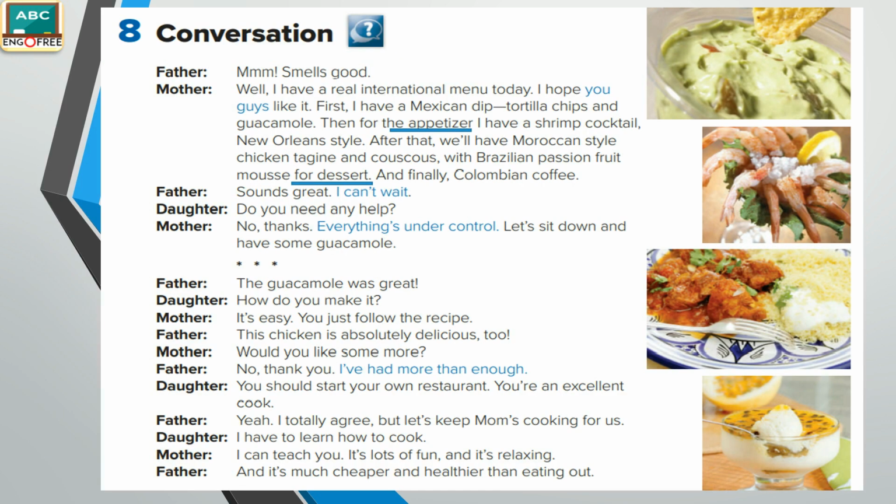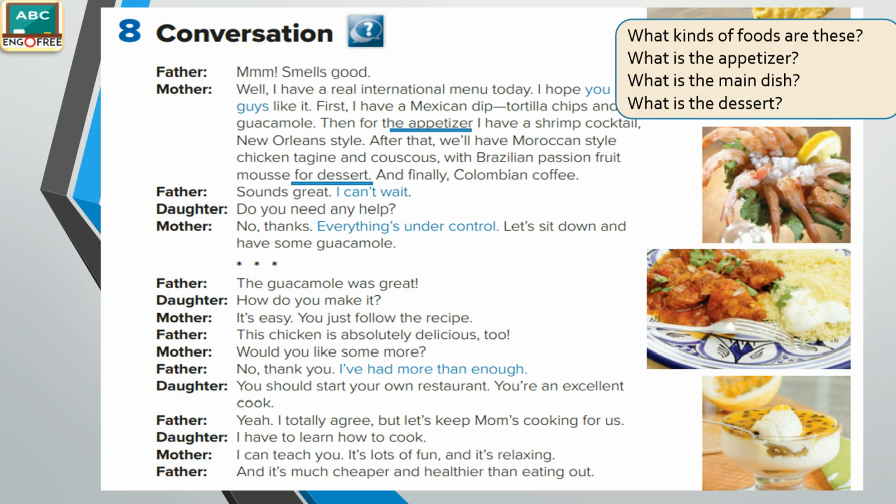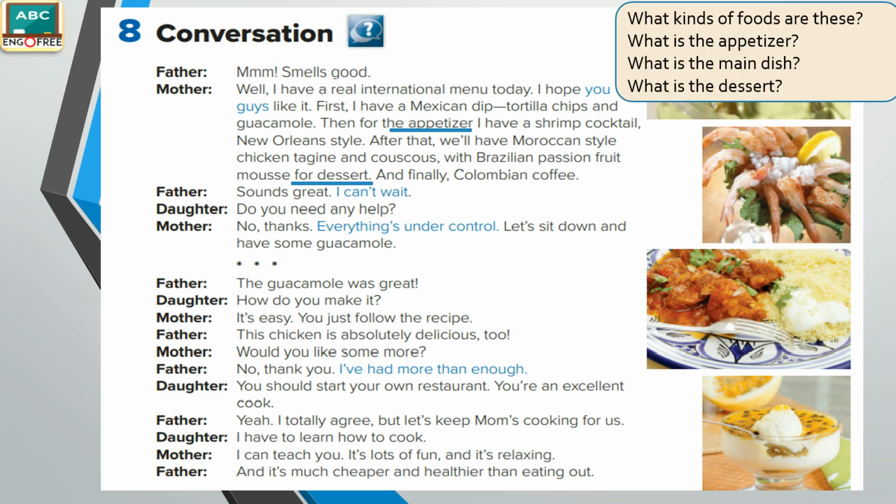Now let's read this conversation between father, mother, and their daughter. They are talking about what? About the food. Okay, before we start the conversation, answer these questions. What kind of food are there? What's the appetizer? What's the main dish? What's the dessert? Okay, look at these pictures and tell me the answers. Start. Okay, now listen to this conversation and try to guess the meaning of these words in the blue color.